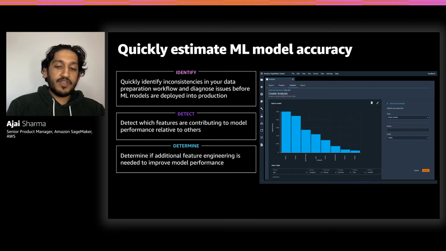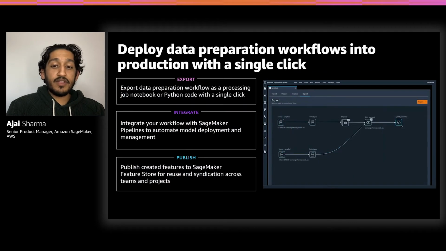Next, let's learn about how Data Wrangler can help you go to production with a single click. With Data Wrangler, you can easily take code into production, and you can do this without manually sifting through and translating hundreds of lines of data preparation code. You can export your data prep workflow to a Data Wrangler job notebook with a single click to easily bring your data prep workflows into production. You can also integrate your data prep workflow with SageMaker ML pipelines to automate model deployment and management.